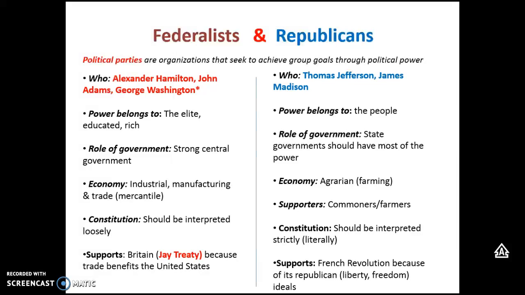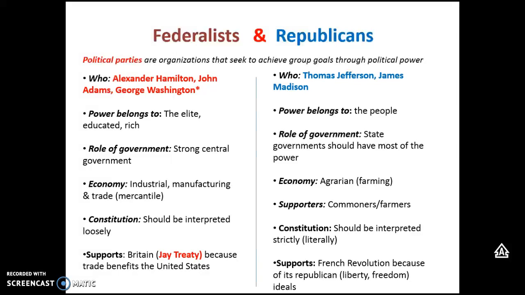Thomas Jefferson, remember him, he was the father of the Declaration of Independence. He wrote most of it when we declared our independence from Britain. They felt that power belongs to the people, not only to the rich and educated. The role of government, that state government should have most of the power.